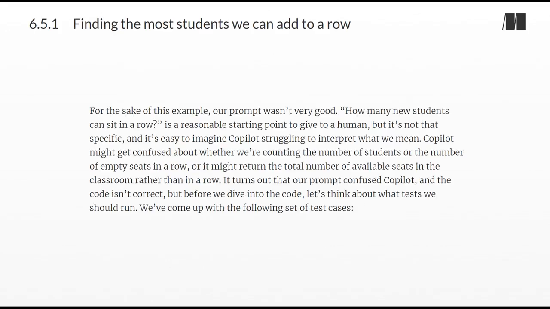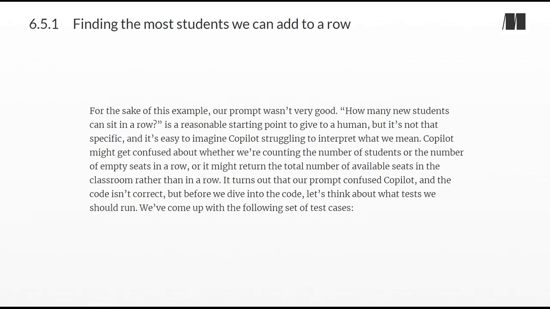For the sake of this example, our prompt wasn't very good. How many new students can sit in a row is a reasonable starting point to give to a human, but it's not that specific, and it's easy to imagine Copilot struggling to interpret what we mean. Copilot might get confused about whether we're counting the number of students or the number of empty seats in a row, or it might return the total number of available seats in the classroom rather than in a row. It turns out that our prompt confused Copilot, and the code isn't correct.